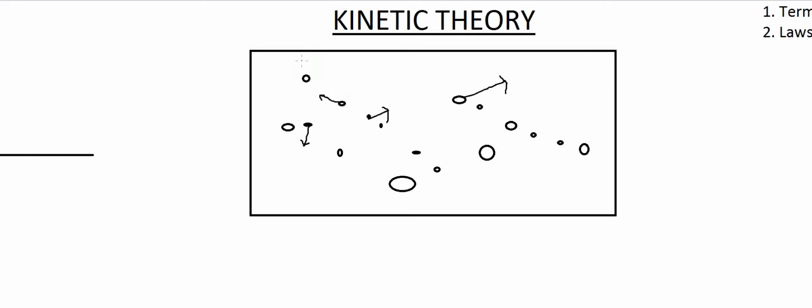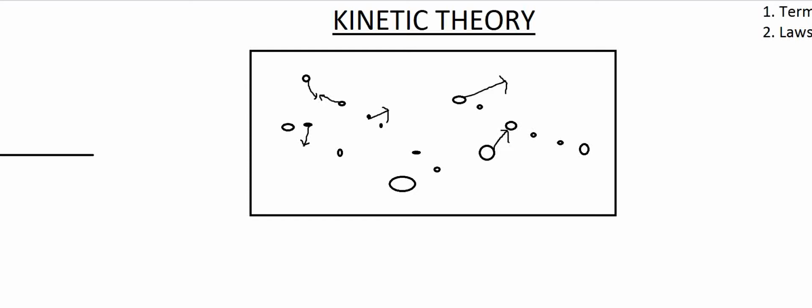And they can also collide. When they collide, the speed, velocities and direction will change. So this can collide and make this one go faster, and basically that's it.